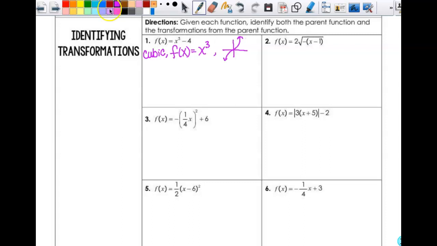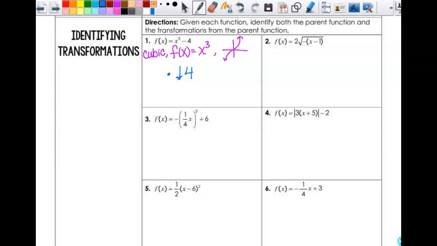So this right here, I've got an x cubed. The only thing besides literally the x cubed is this minus 4. So I only have one. It happens after I've done the cube, which means it affects y. And if I subtract 4, what's going to happen to my graph? You can look at your chart if you need to. What happens if you subtract something afterwards? It's going to move down. So that means all that happens here is it moves down 4. That's it. Okay, easy enough?